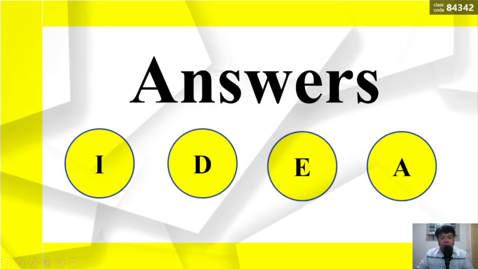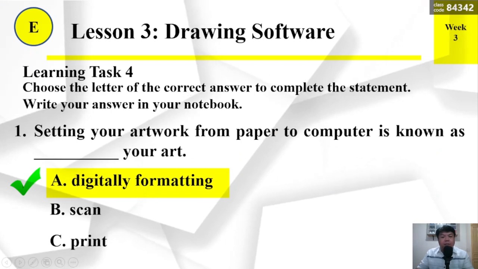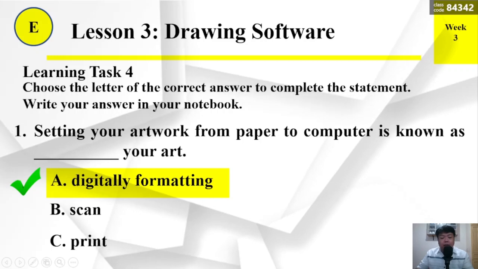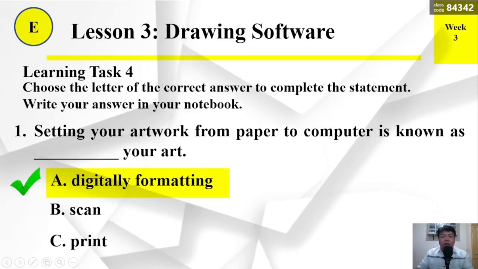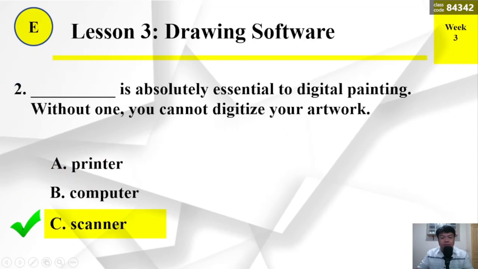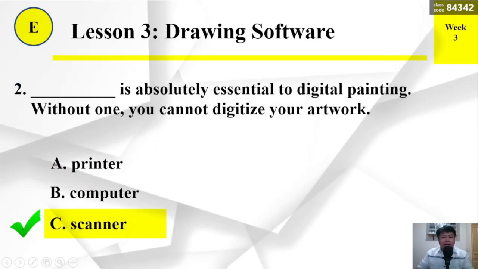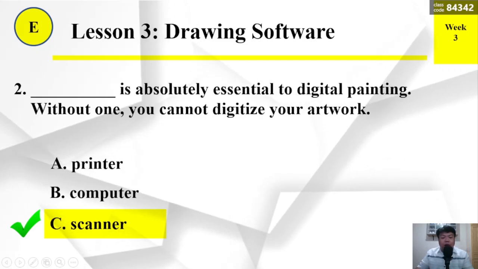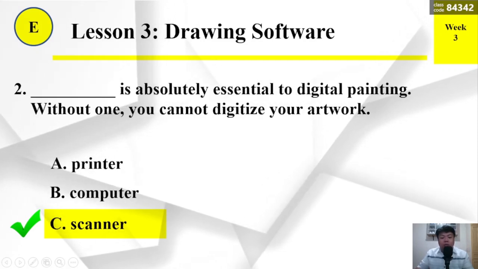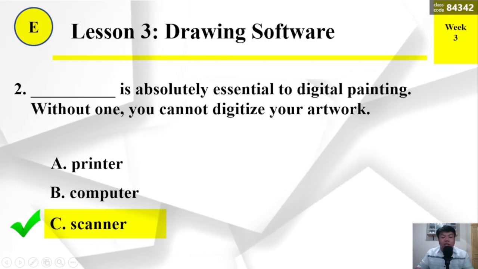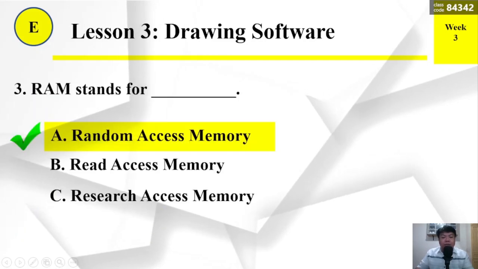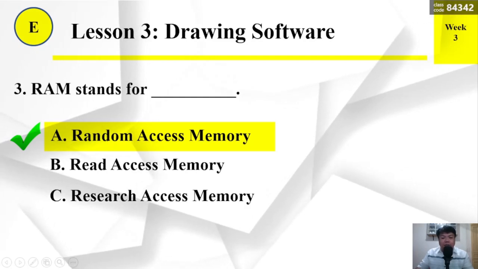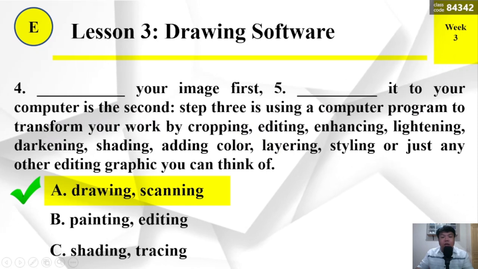Here are the answers. Number 1. Setting your artwork from paper to computer is known as A. Digitally formatting. Number 2. Blank is absolutely essential to digital painting. Without one, you cannot digitize your artwork. The correct answer is C. Scanner. Number 3. RAM stands for A. Random access memory. Number 4.